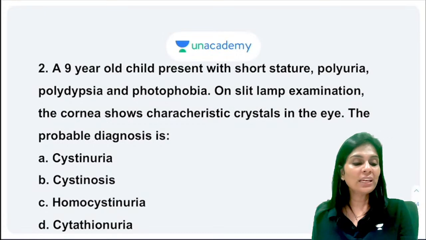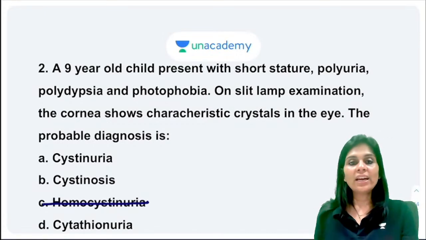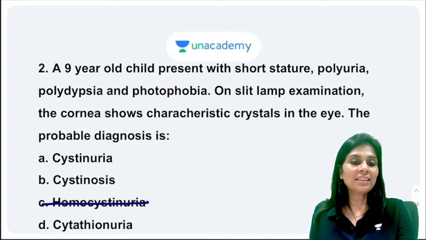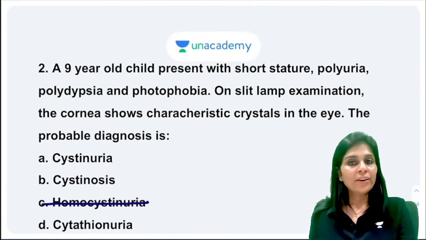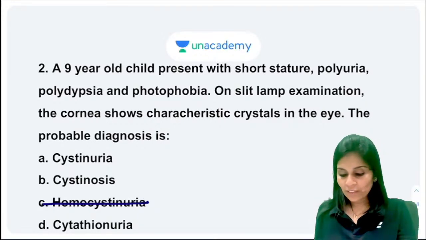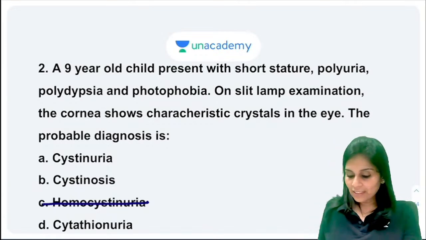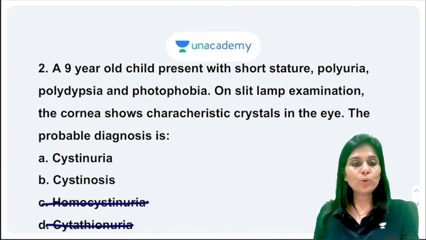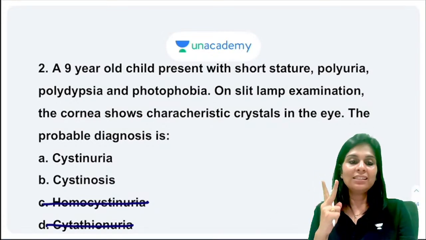Just now I told you in detail about homocystinuria. Had it been homocystinuria, it would have presented only as accelerated atherosclerosis and accelerated thrombosis. You are not going to find polyuria, polydipsia, photophobia. You will not find characteristic cysteine crystals in the eye. Okay, so we have straight away excluded what? Choice C is excluded. And there is nothing called a cystathionuria. So you are left with only two conditions. What are the two conditions?